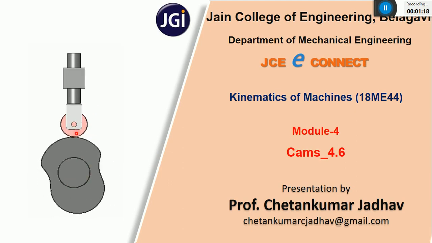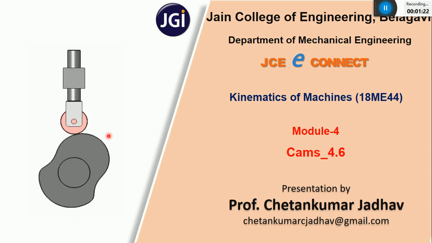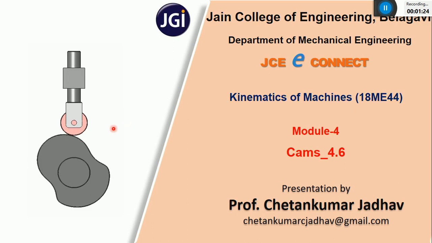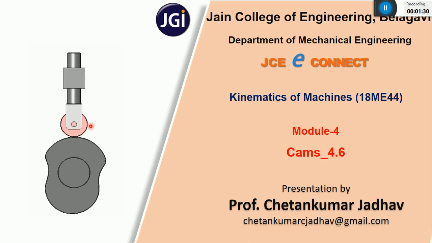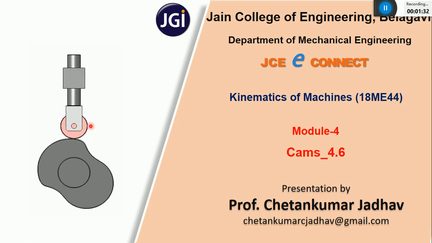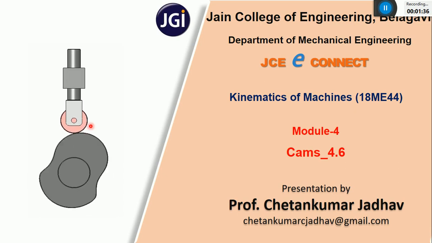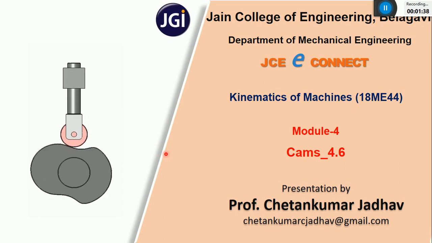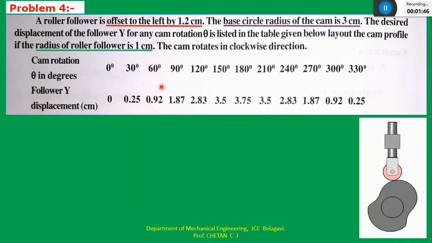There is a negligible dwell between the outstroke and the return stroke. It means the follower is moving in upward direction and in a downward direction, and in between there is a negligible dwell. It means the follower is not going to take any rest between the outstroke and the return stroke. Okay, so based on this kind of a cam and follower, I'm going to solve one problem, that is nothing but problem number 4.